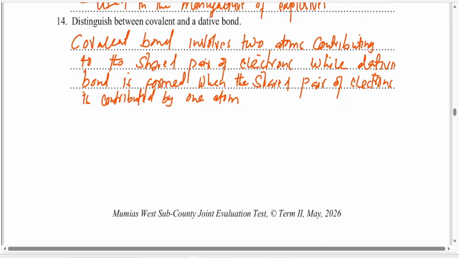So giving this statement correctly, you are supposed to be awarded 2 marks.